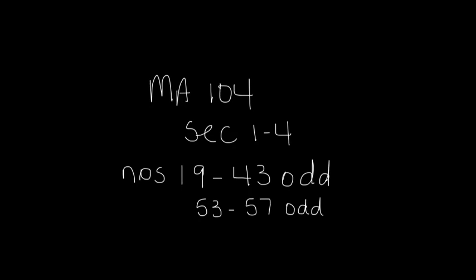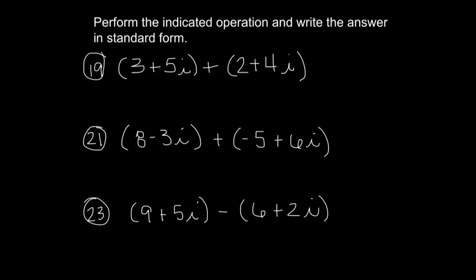These are the problems for section 1.4 of MA 104. We are going to start by looking at the addition and subtraction problems involving the complex numbers with the real and imaginary parts. We're asked to perform the indicated operations. In the first problem, we're asked to add the two complex numbers together.